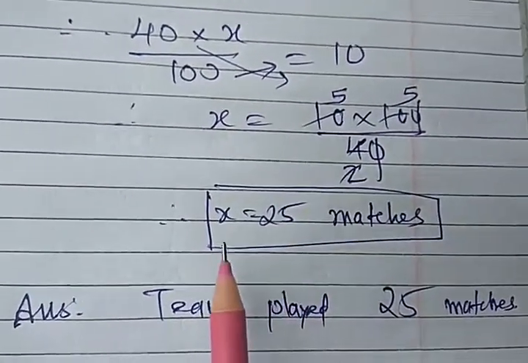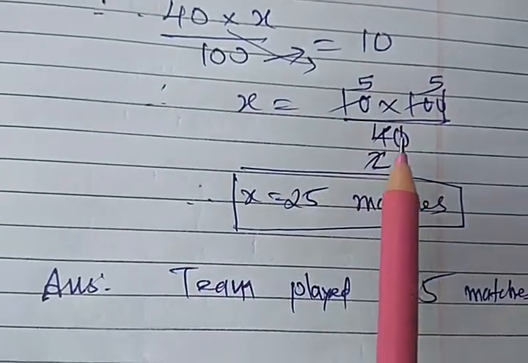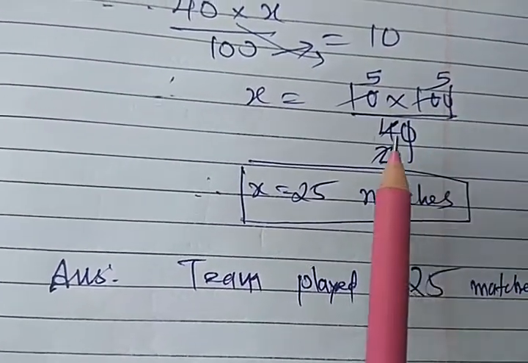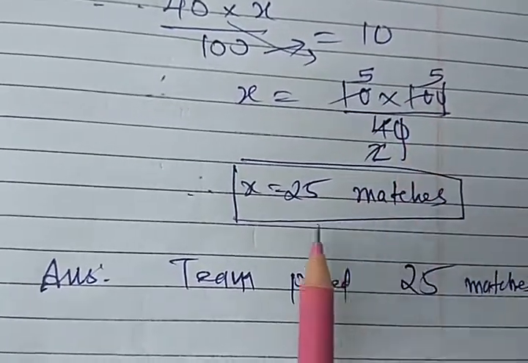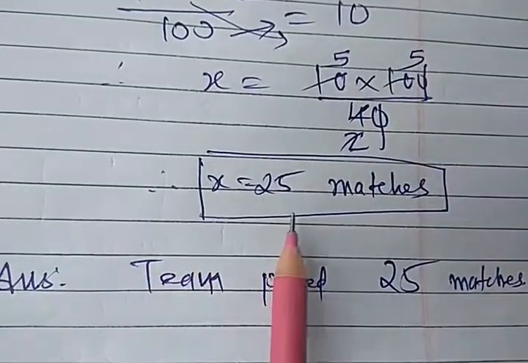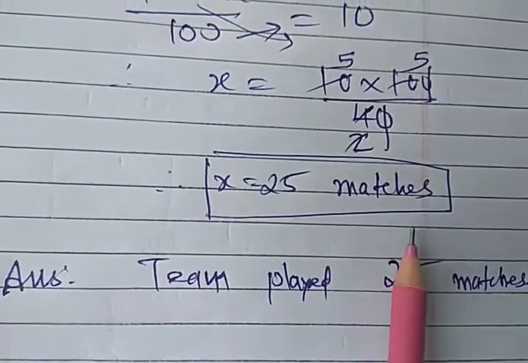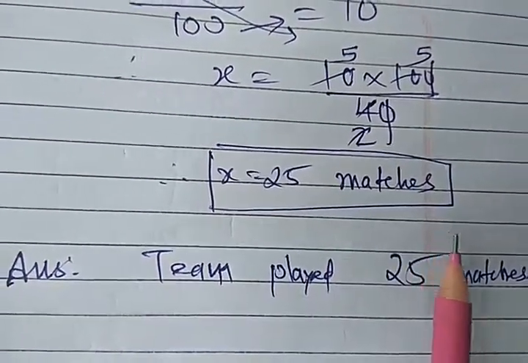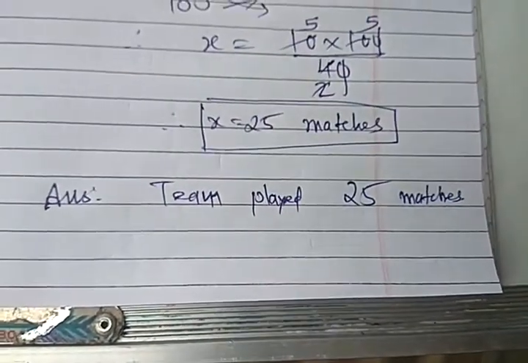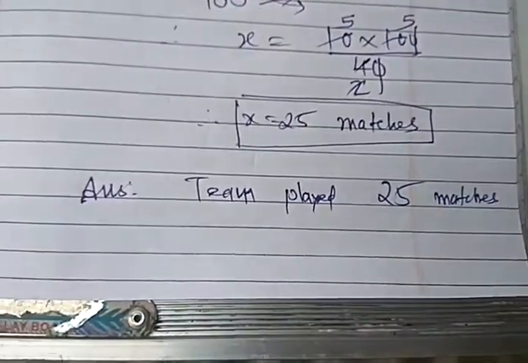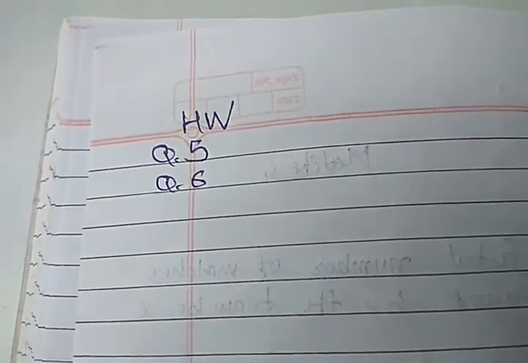Right. Therefore, you cancel 0, 0. 2 twos are 4, 2 fives are 10 and 2 fives are 10. So our X is equal to 25. So what is X? That is matches. So X is equal to 25 matches. And hence the team played how many matches? 25 matches.